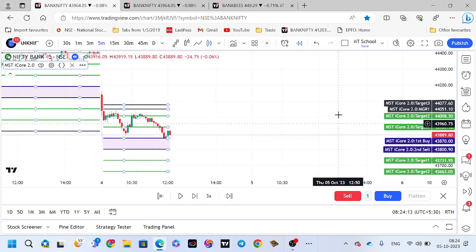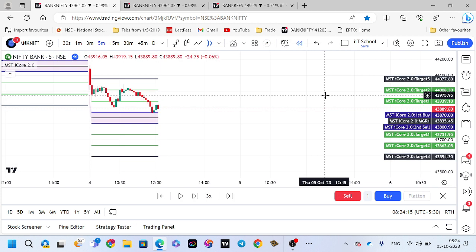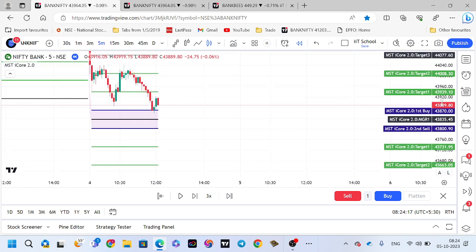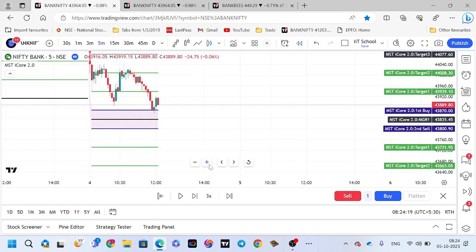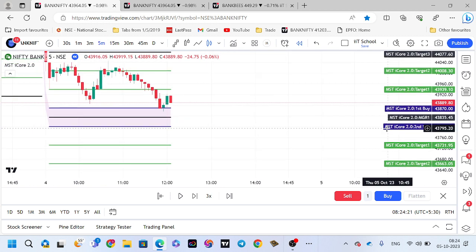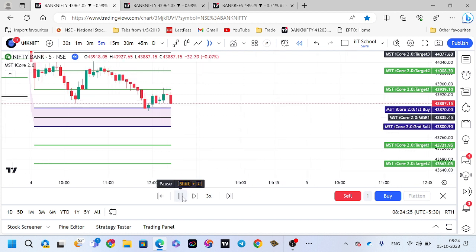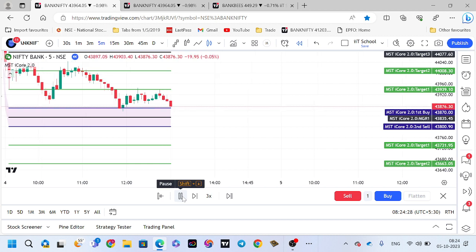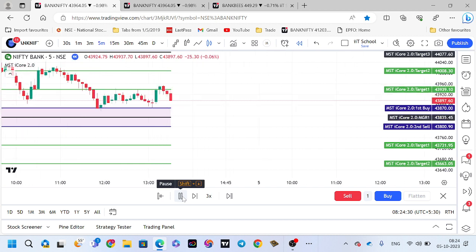Okay, now my setting is clear. I am waiting for the target of 43,939. When the spot price is coming here, I will exit at the current market price, or I will revise my stop loss to cost. So whichever we want, that we can take. So now first target hit.